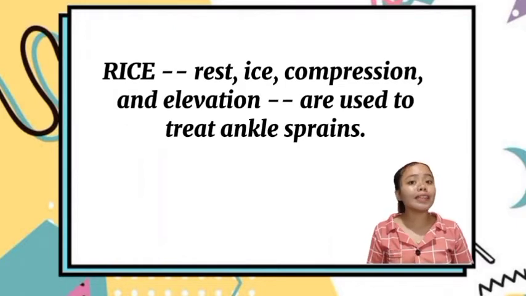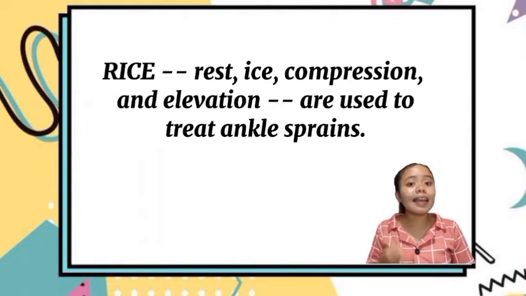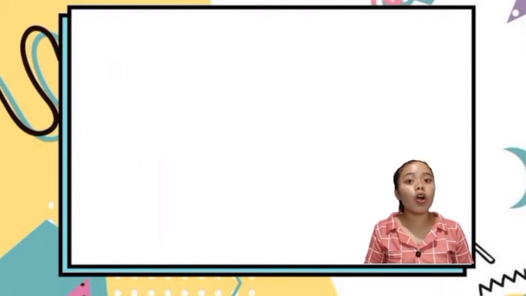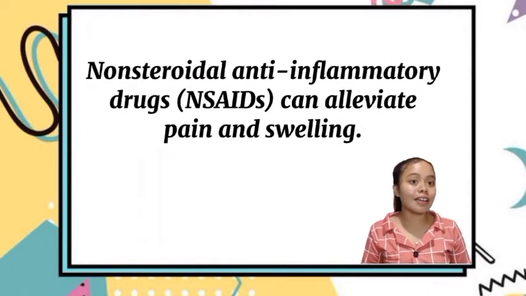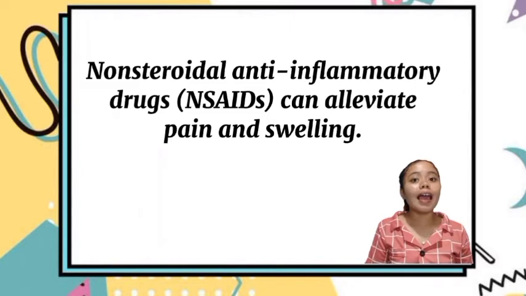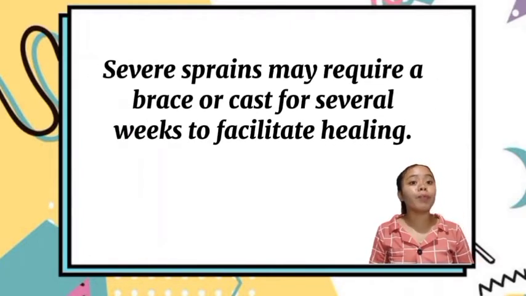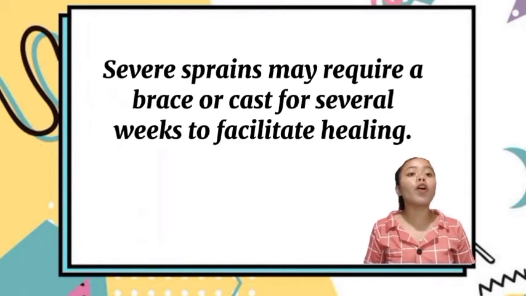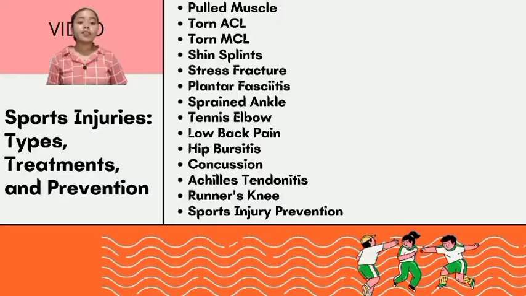So, you can treat sprained ankles through rest, ice, compression, and elevation. Also, non-steroidal anti-inflammatory drugs or NSAIDs can relieve pain and swelling. Severe sprains may require a brace or cast for several weeks to facilitate healing. So the next one is tennis elbow.